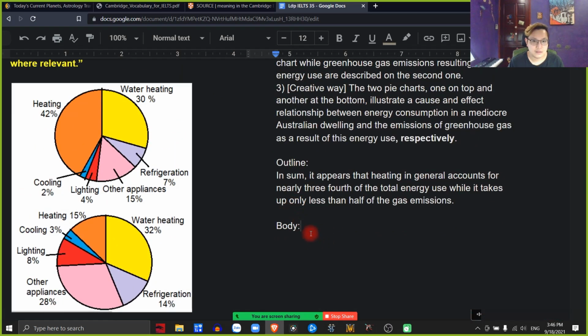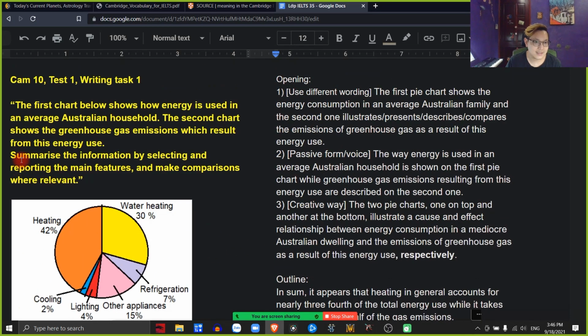Okay, what can you see? Now, when we go to the body, we go into details now. So, the essay of task 1 always asks you to do the same thing. Summarize the information by selecting and reporting the main features and make comparison where relevant.